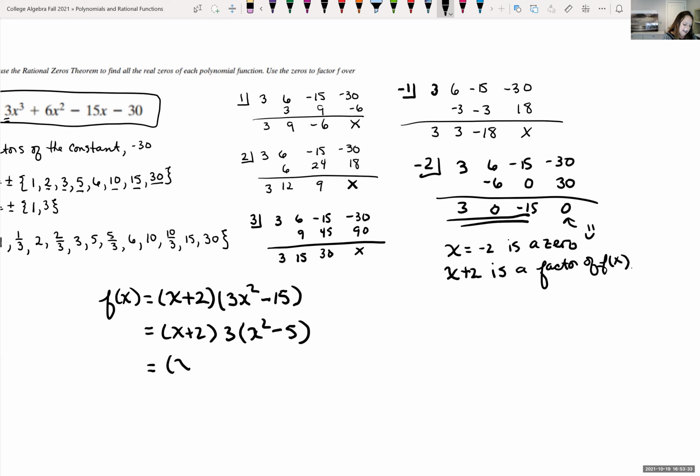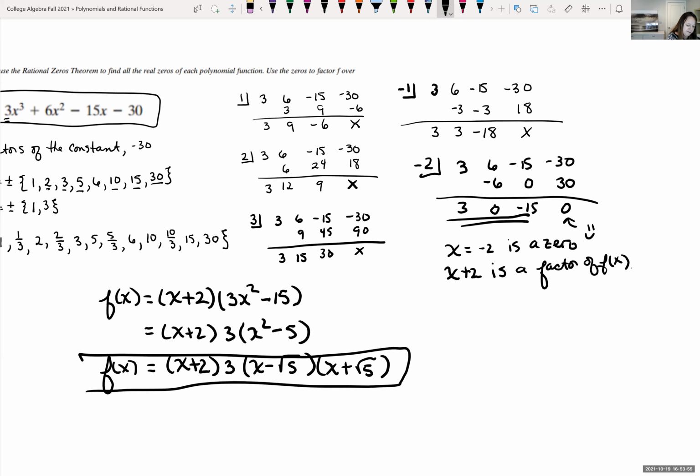And basically, that's a difference of squares. I can think of square root of 5. If I square that it is 5. So I can think of this as x minus square root of 5, x plus square root of 5. So we broke this down into linear factors, plus we found all the zeros of f of x, which are negative 2 and negative root 5 and positive root 5.